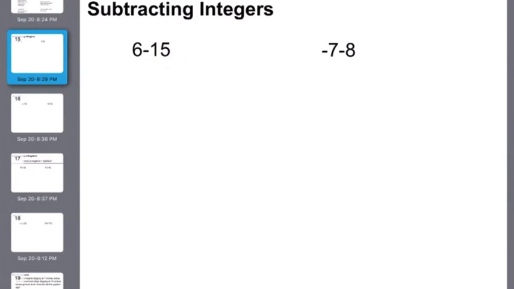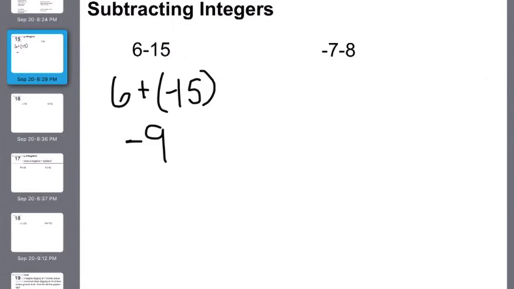So here, 6 minus 15. Since we're subtracting a bigger number, we're going to add the inverse. So we'll have 6. We're going to turn that minus into a plus and add the opposite of 15, which is negative 15. And now you know how to do this. The absolute value of negative 15 is bigger than the absolute value of 6. So our answer is going to be negative. And then 15 minus 6 gets us 9. So 6 minus 15 is negative 9.